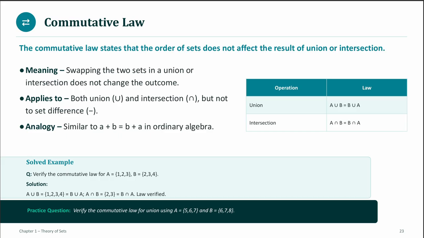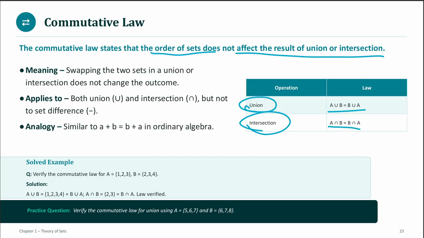Now the commutative law. The commutative law states that the order of sets does not affect the result of union or intersection. So in case of union, A union B is equal to B union A. And if I'm talking about intersection, then A intersection B is equal to B intersection A. Swapping the two sets in a union or intersection does not change the outcome. The result is going to remain the same. So the order does not matter for both union and intersection, but not for the set difference. We already saw that A minus B is not equal to B minus A. Similar to A plus B is equal to B plus A in ordinary algebra.